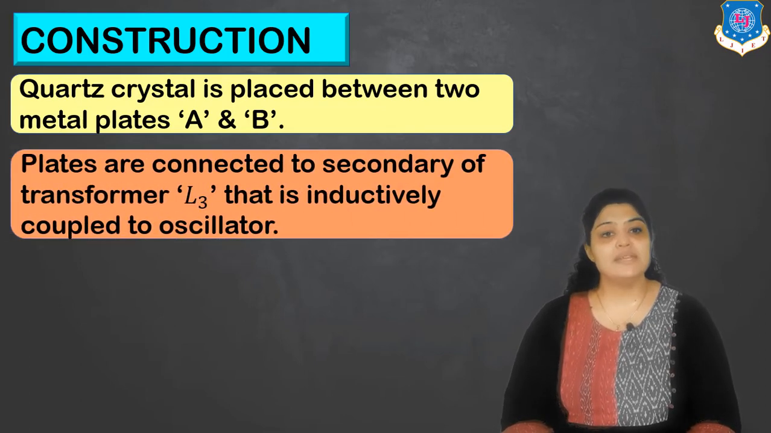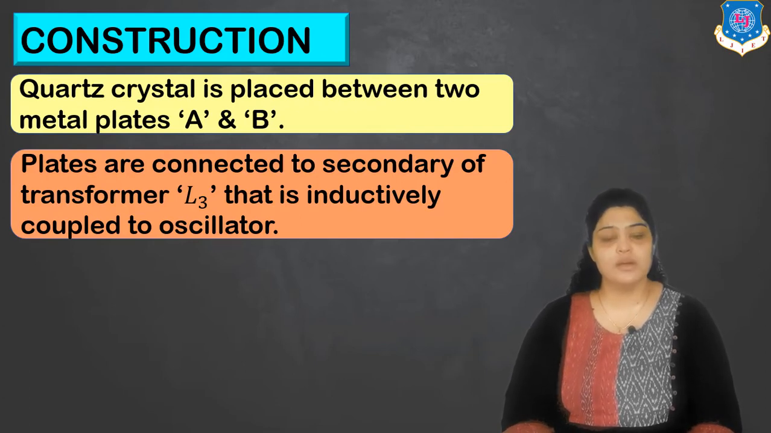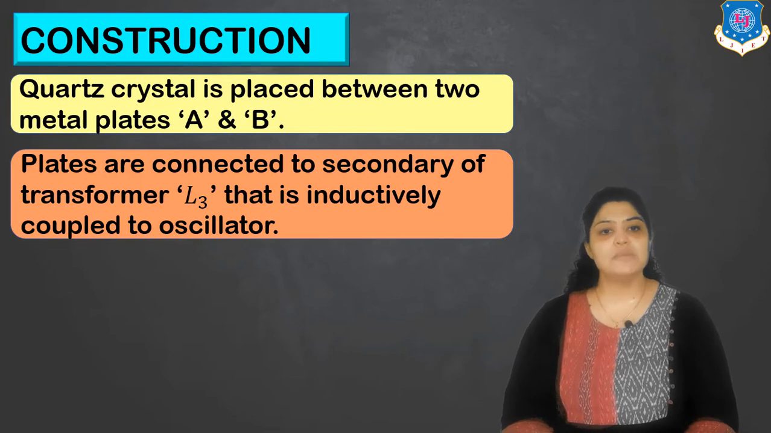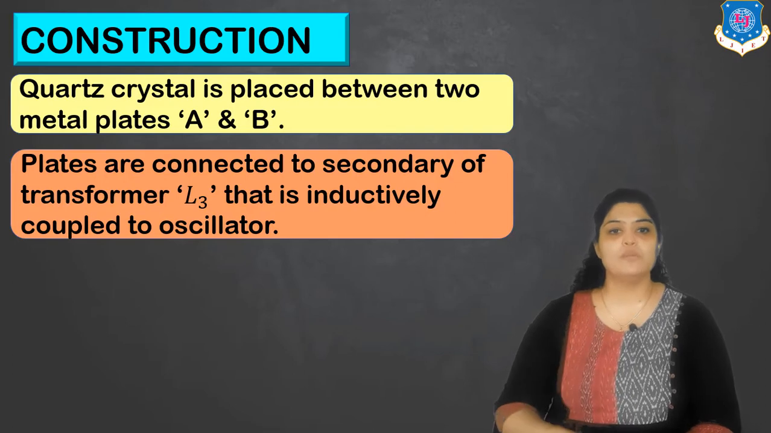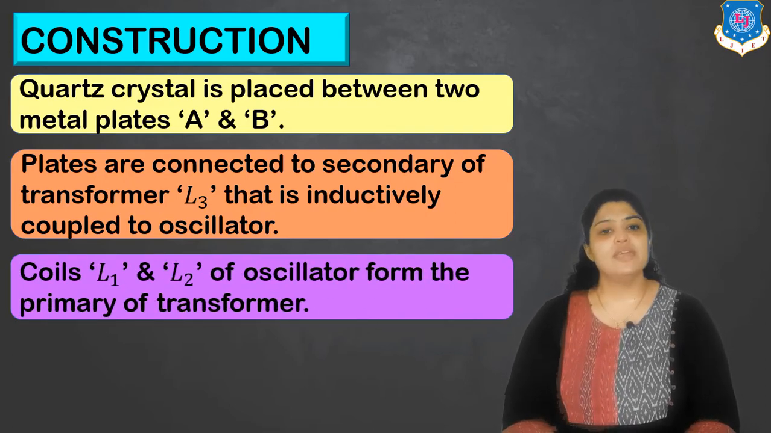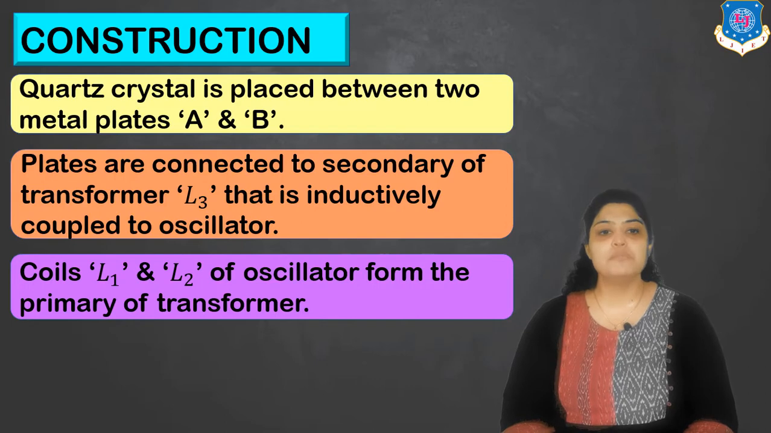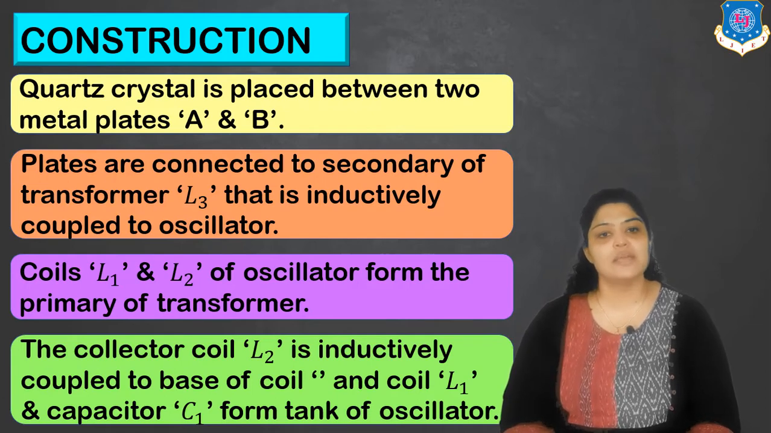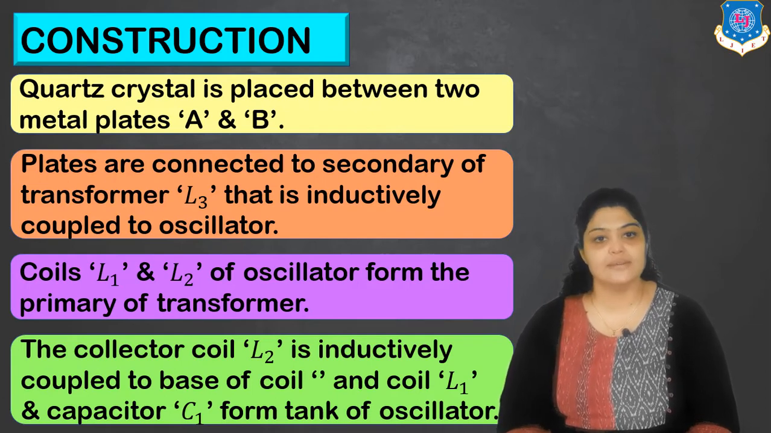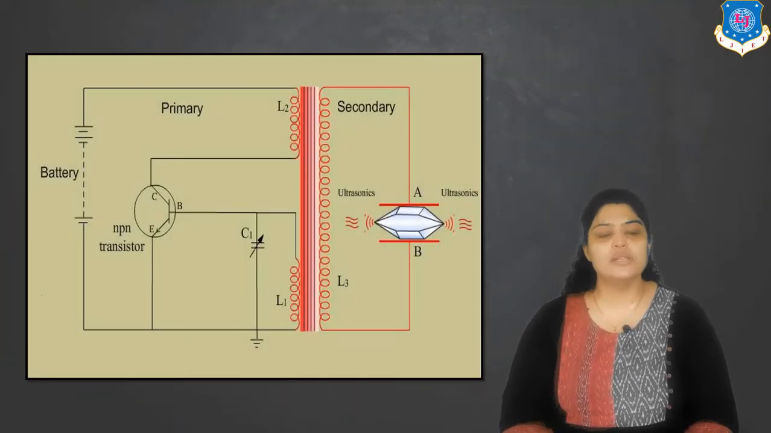Next, the plates are connected to the secondary of a transformer, coil L3. So we have a coil L3 which acts as the secondary coil of the transformer. When I use the word secondary, I mean that this is my output portion of the circuitry. You'll come to know once I move on to the diagram. Then we have coils L1 and L2 which form the primary of the transformer, and the coil L2 is inductively coupled to the base of the coil, and coil L1 and the capacitor form the tank of the oscillator circuit. Let's understand what all these points mean.